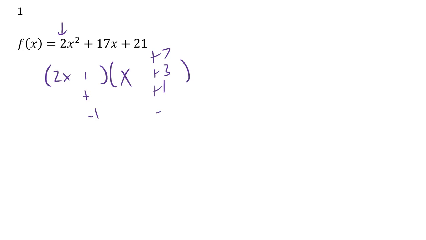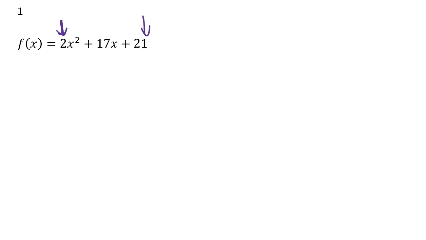Some teachers do a technique called slide and divide. I'm a big fan of that because it's like a little magic trick. It's very sneaky. But my favorite, the most genuine way to do it is to multiply your A and your C values. In this case, 2 times 21 makes 42. And look for factors of 42 that add up to 17.